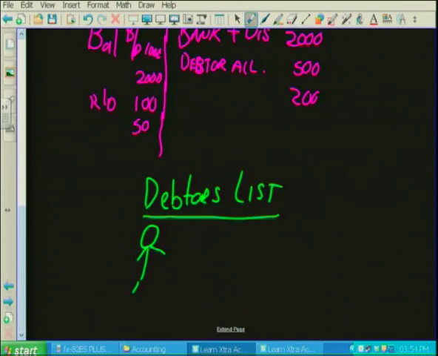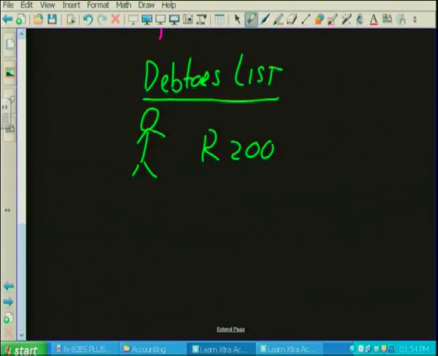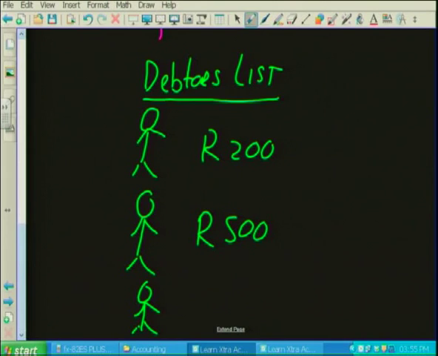Okay, our debtors list, remember you've done this at school, is very similar to our debtors control account, whereby our debtors control account shows us in total how much all our debtors are owing us. Our debtors list is merely a breakdown of our individual debtors. So we could have a Mr. Peter. So Mr. Peter could be owing us an amount of 200 Rand. Then we could have Sam. Sam could be owing us 500 Rand. Then we could have maybe Elizabeth. Elizabeth could be owing the business, let's assume 800 Rand. So like I said earlier on, your debtors list is simply what your individual debtors are owing you.